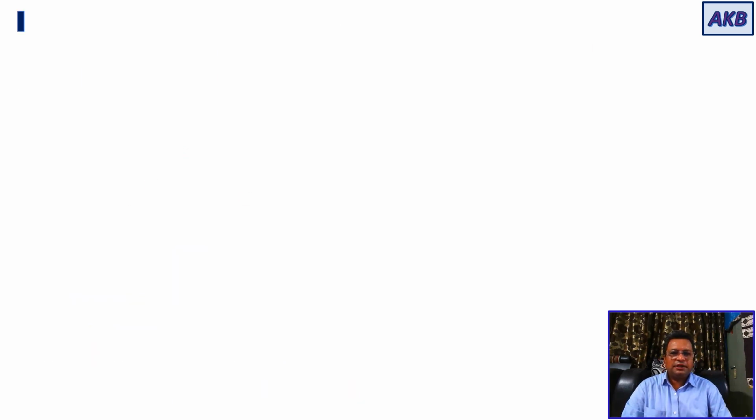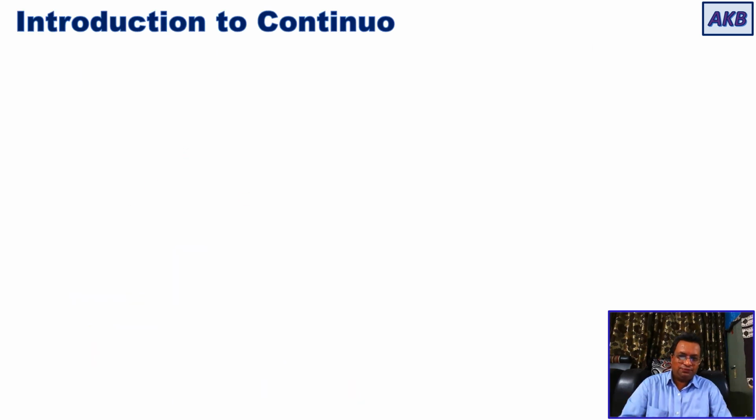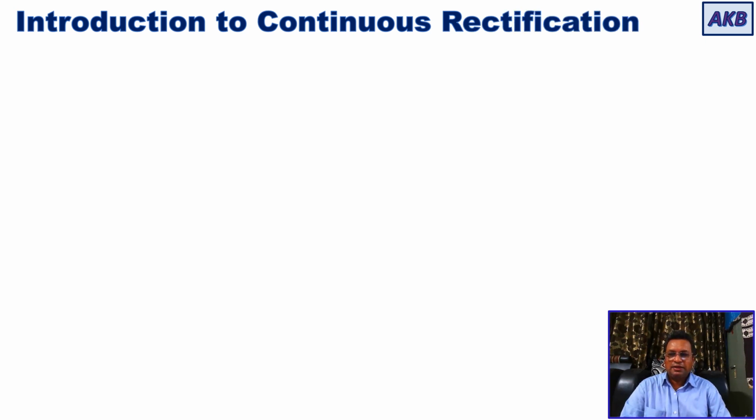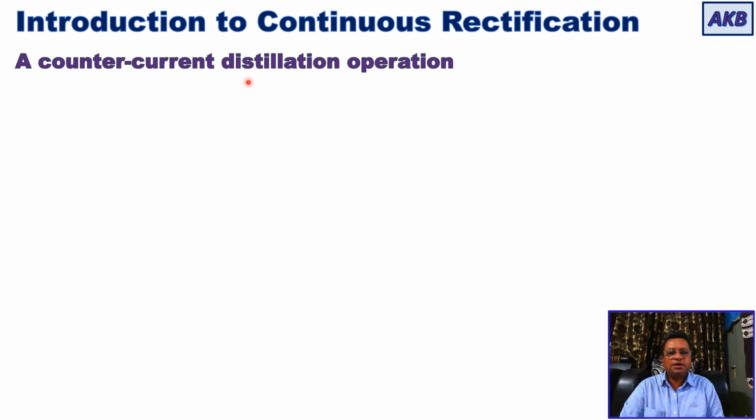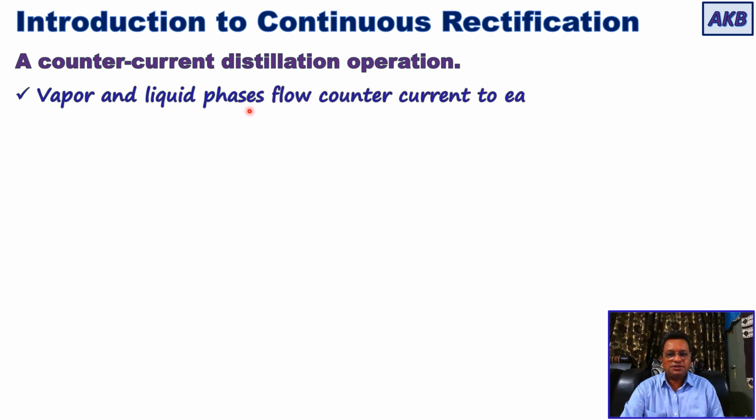Now let us understand continuous rectification. Basically, continuous rectification is a continuous counter-current distillation operation, in which vapor and liquid phases flow counter-current to each other, and as they flow counter-current to each other, they are contacted with each other. So the vapor and liquid phases are contacted in a counter-current manner.